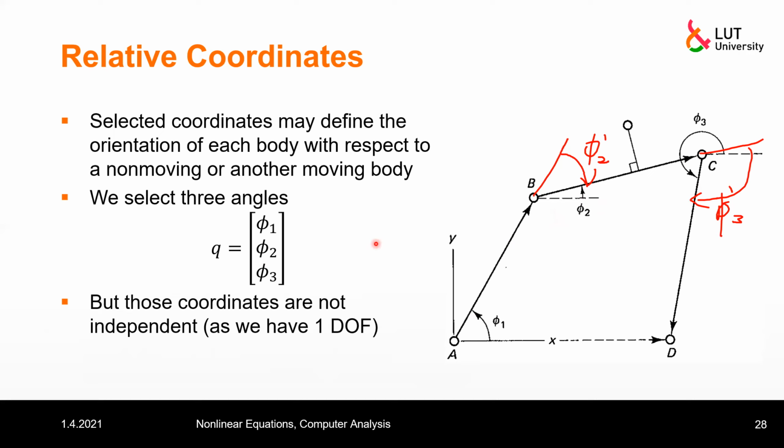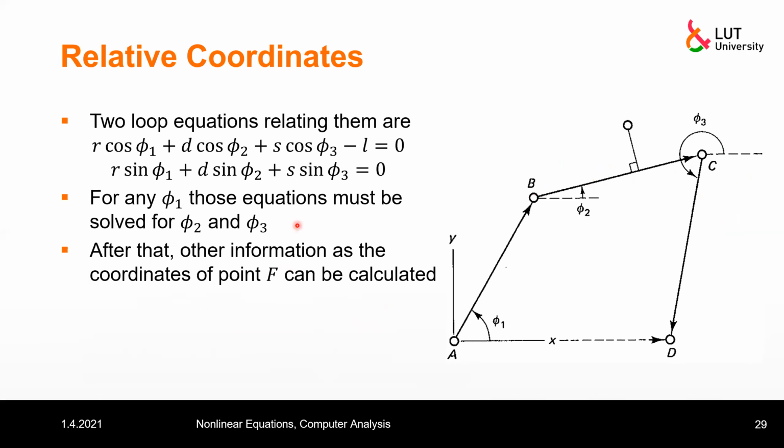Nevertheless, here we have 3 coordinates, and of course they are not independent. Those are not generalized coordinates. We still have 1 degree of freedom because the mechanism doesn't change. So we need 2 constraint equations, 2 algebraic constraint equations, and we can write them like here.